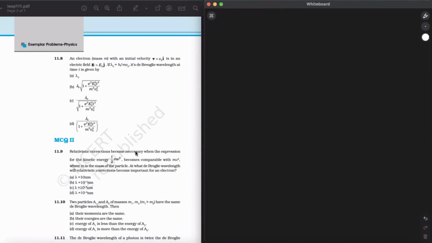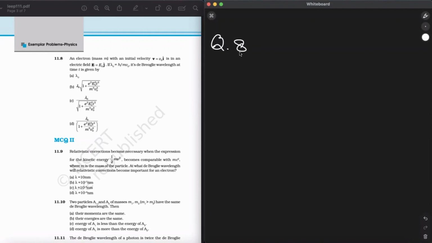So in question number 8, an electron with a mass of m with an initial velocity v equal to v naught in i cap is in an electric field. The electric field is in the j cap direction, and an initial lambda is given: lambda naught is h upon m v naught. It's the de Broglie wavelength after time t. Similar question, just like the previous one. So let's start question number 8.